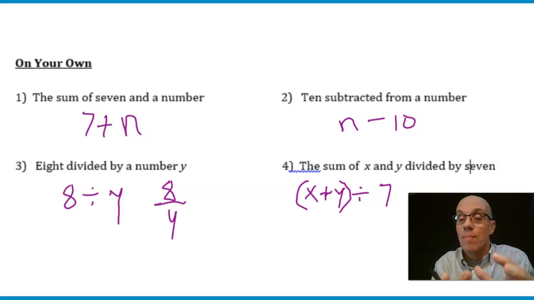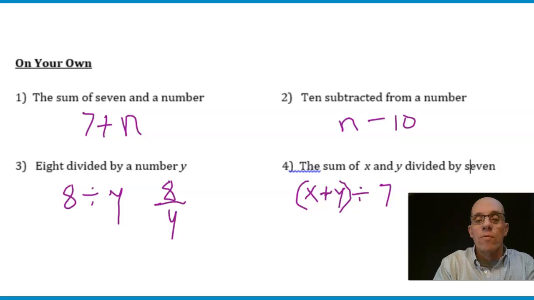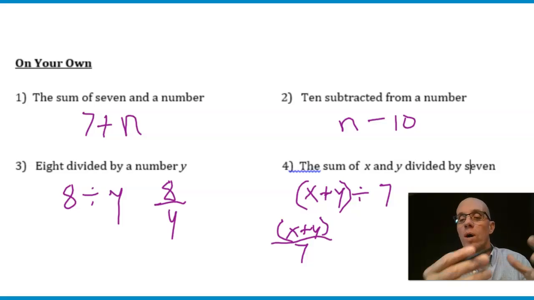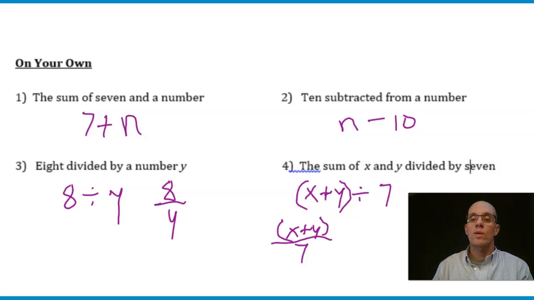The parentheses would make me do the addition first and find that sum, and then divide it by 7. The other way of writing this would be x plus y over top of 7. And I could put parentheses there or not. That x plus y would have to be done before you divide it by 7. And that is translating words into expressions.